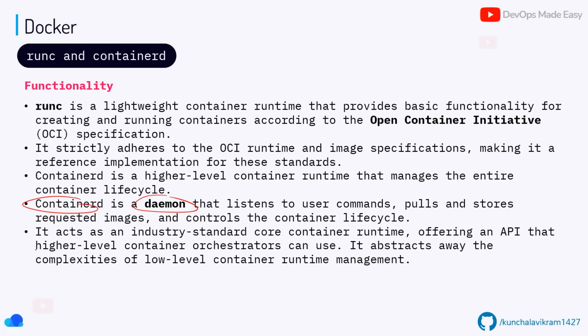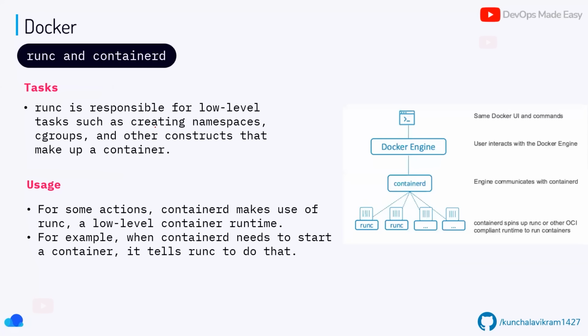So containerd acts like a high level abstraction, and runC is a low level abstraction. runC knows how to create containers using cgroups and namespaces. Which means if I write a command to create a container, that command first goes to containerd, and containerd makes sure that the image is available. Then containerd instructs runC, the low level component, to create the container for you.